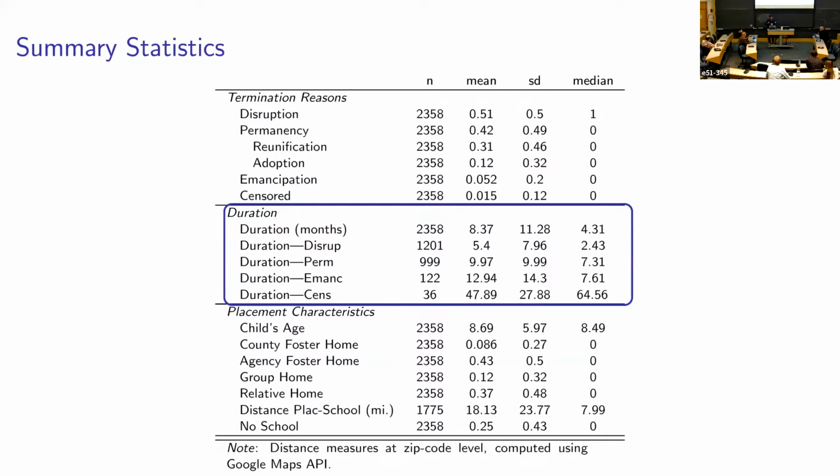Duration is really correlated with the termination reasons. Placements that are disrupted are shorter; on average they last 5 months. And whenever a child stays in the placement until the end, it's usually 10 months.